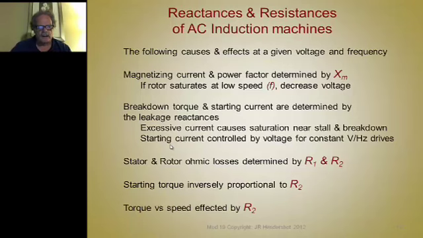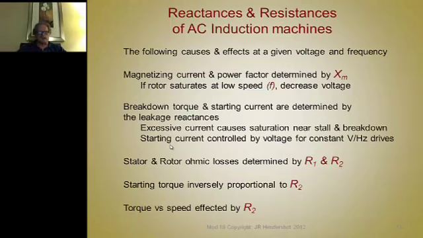The breakdown torque and starting current are determined by leakage reactance, and excessive starting currents cause saturation near stall or between breakdown and stall. And so this starting current has to be controlled by the ratio of the voltage and the frequency. And of course, the stator and rotor ohmic losses are determined by the resistance measurements. Starting torque is inversely proportional to the rotor resistance. We saw that before, where the voltage has to be boosted. And torque versus speed is affected by the rotor resistance.